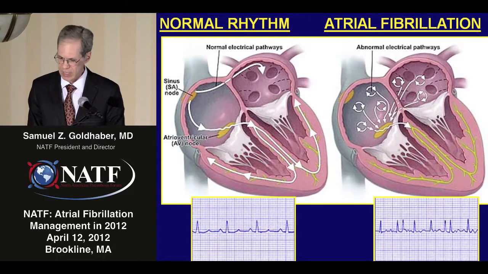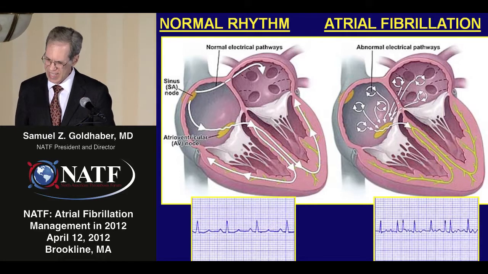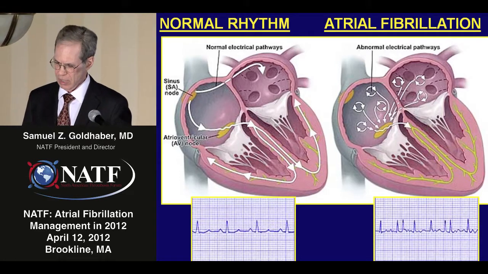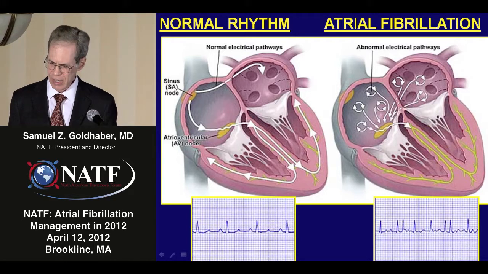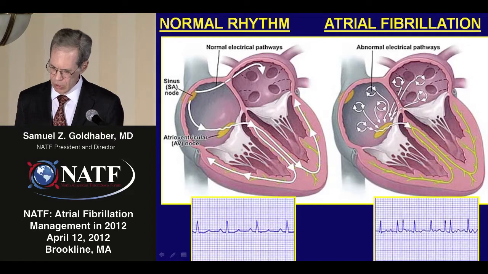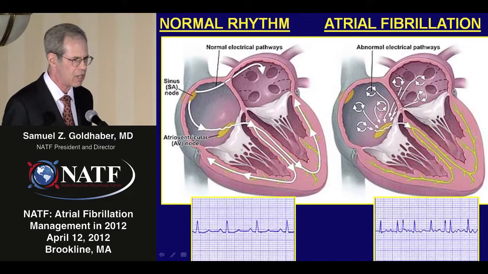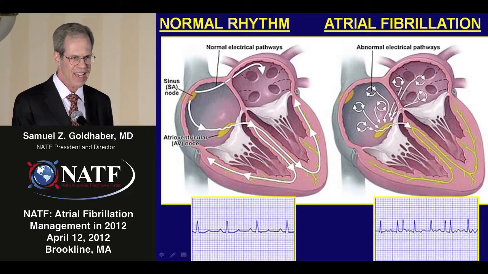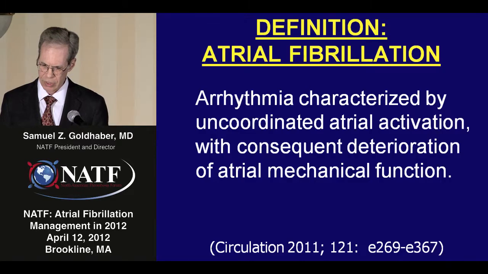On the right-hand side, though, you see what look like these very chaotic, abnormal electrical pathways. There's no particular pattern here. It's just pure chaos. And when you look at the electrocardiogram, those nice-looking P waves are gone, and you see a chaotic-looking rhythm. That's the hallmark, the electrocardiographic hallmark of atrial fibrillation.